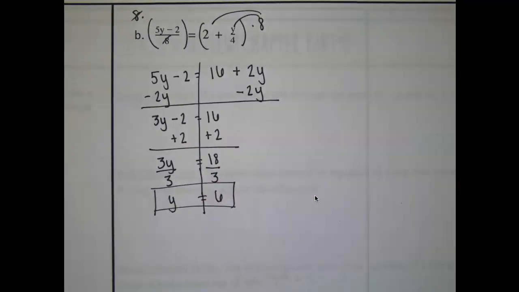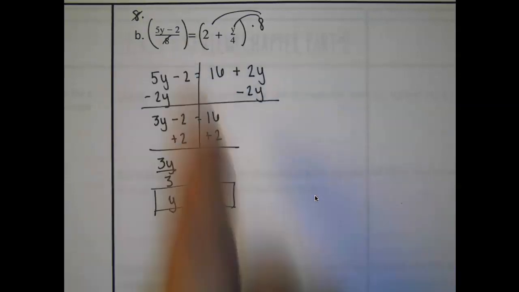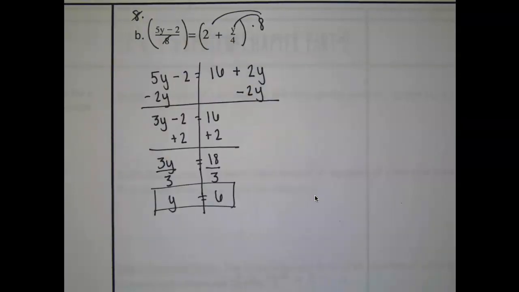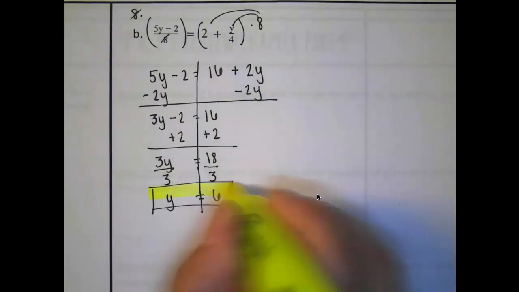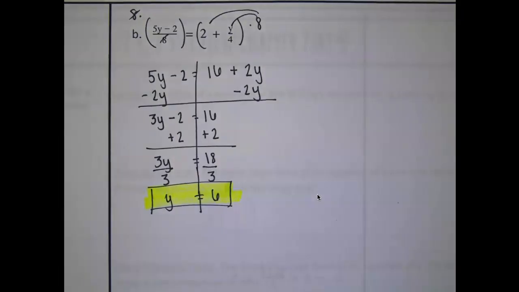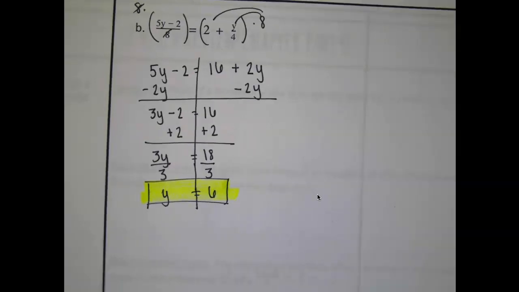And if there was a y in the denominator, you would want to plug it in to make sure you don't get any zeros anywhere. But in this case, there are no y's in the denominator, so we're good. Any questions? Okay, all right, let's move on to inequalities.